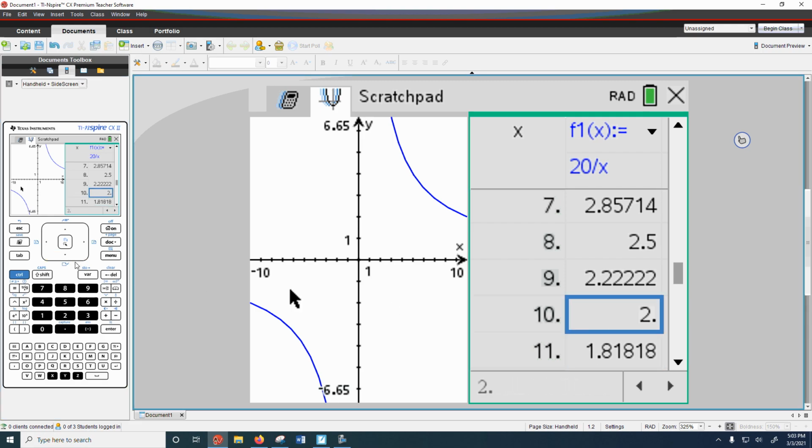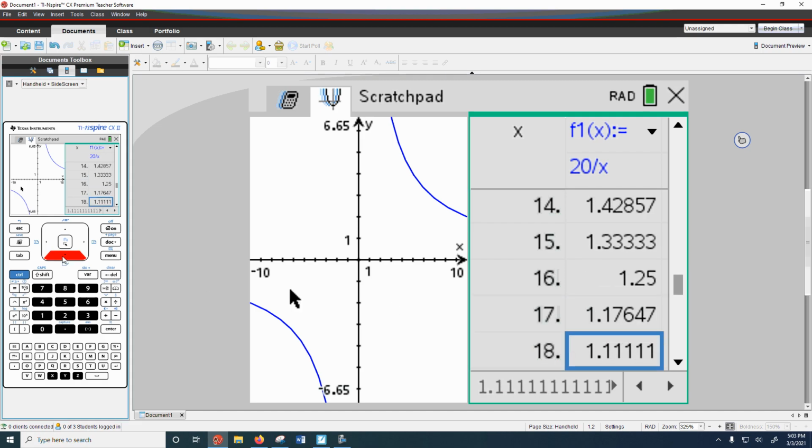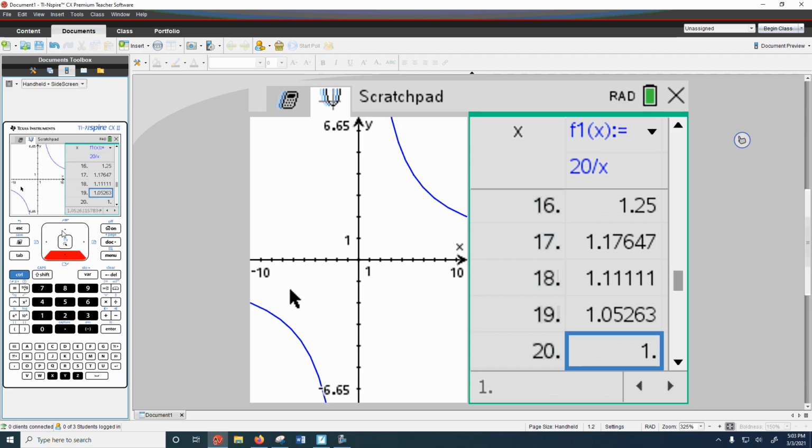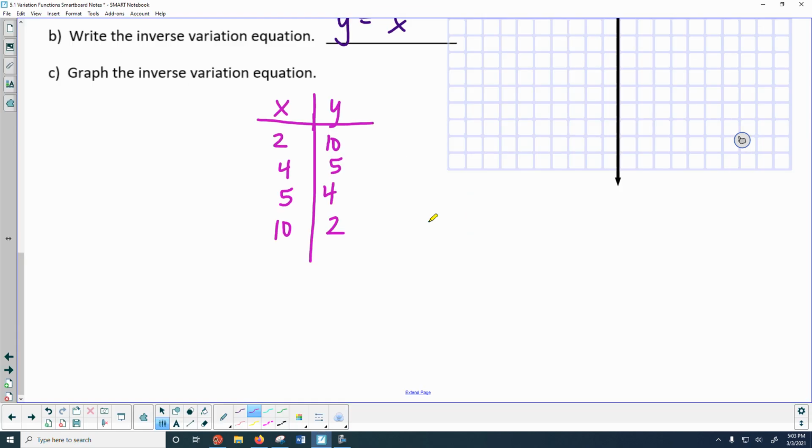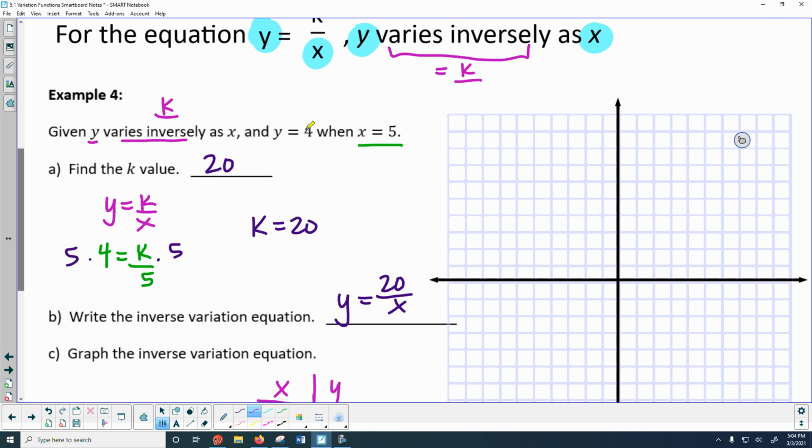I can do 10, 2, but then all these other ones, look how small they get. So 20, 1 is too far out. So 10, 2 is where I would start. So let's go do that part. We're going to graph those, and then we're going to do the same thing with the negative. So I'm going to plot 2, 10. I'm going to plot 4, 5.